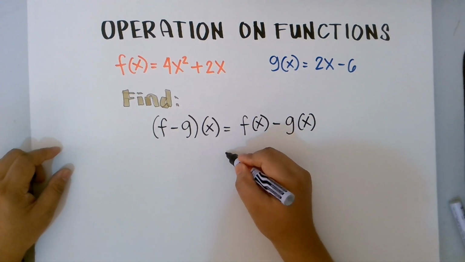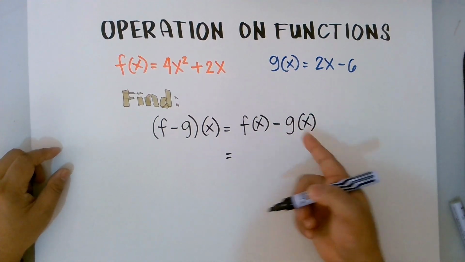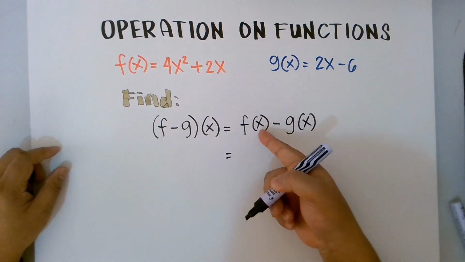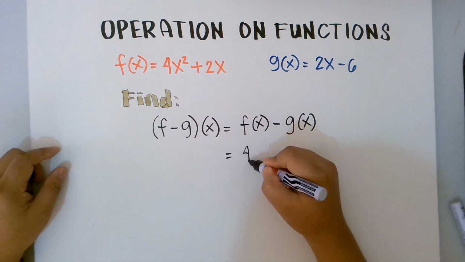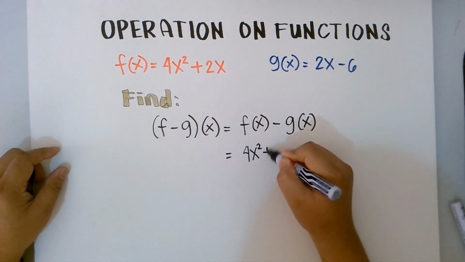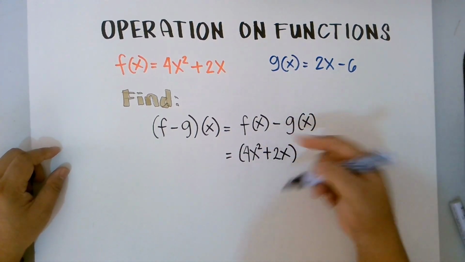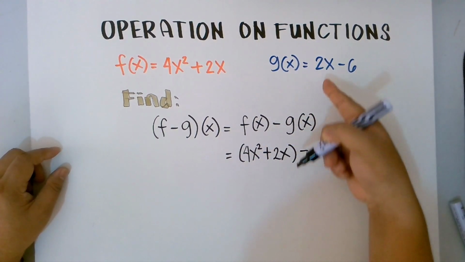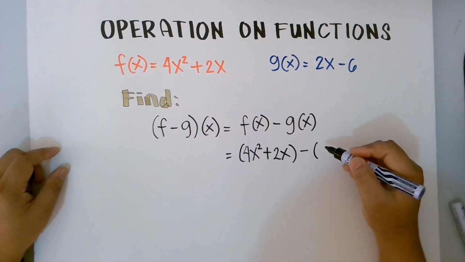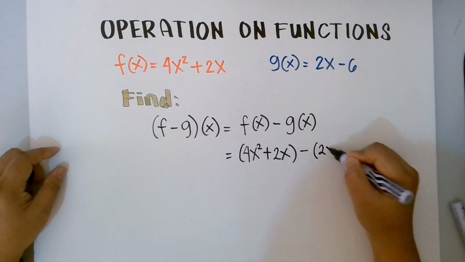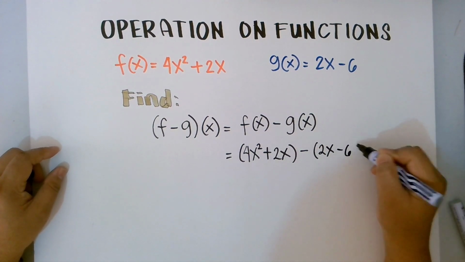Okay, so substitute lang natin yung function. So f of x is 4x squared plus 2x, and ilagay natin sila sa loob ng parenthesis. Okay, then minus the g of x is 2x minus 6, so it should be inside the parenthesis as well. So 2x minus 6. Alright.